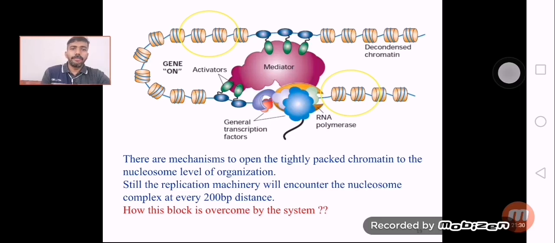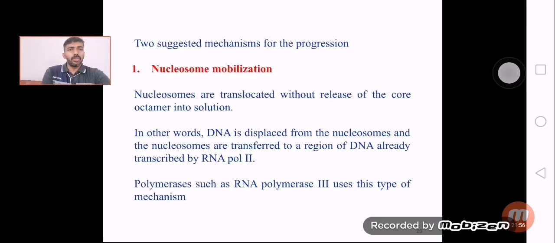So for that we have certain mechanisms. Already we know that a nucleosome covers somewhere around 200 base pair distance. So that region, before the polymerase comes into it, has to be cleared. That means that region has to be evacuated for the polymerase to go through with successful transcription. So how does this happen? There are two mechanisms proposed. One is nucleosome mobilization, in which the nucleosome itself will move from an untranscribed region to a transcribed region. There will be a displacement, what we call nucleosome mobilization.